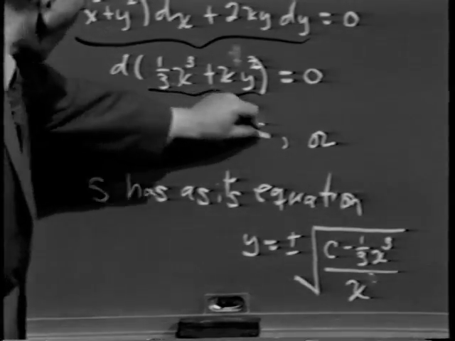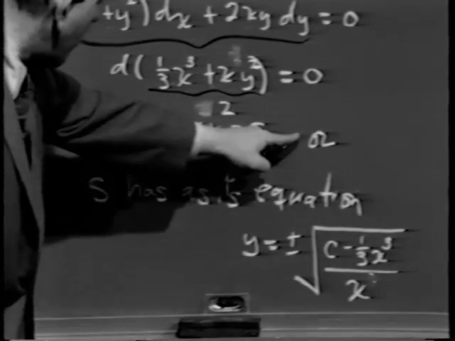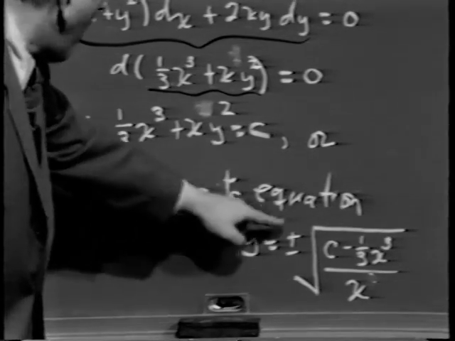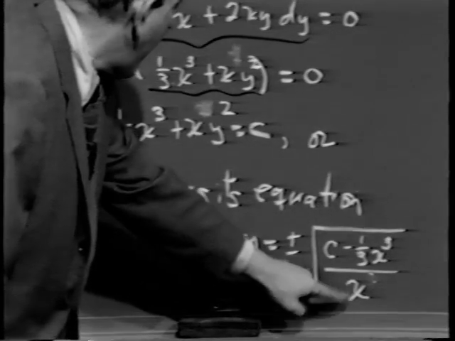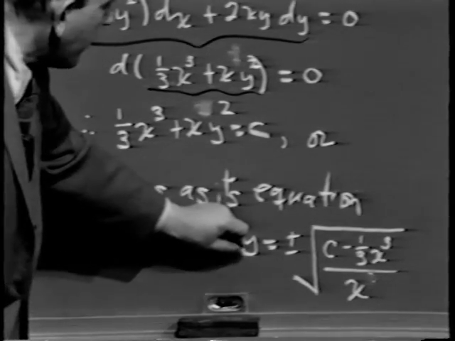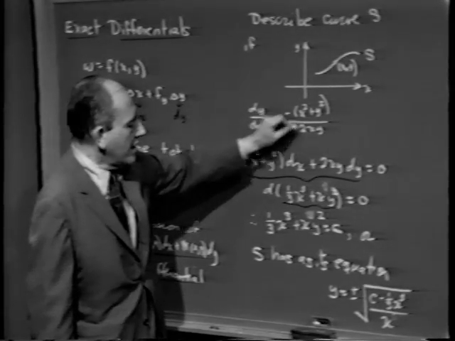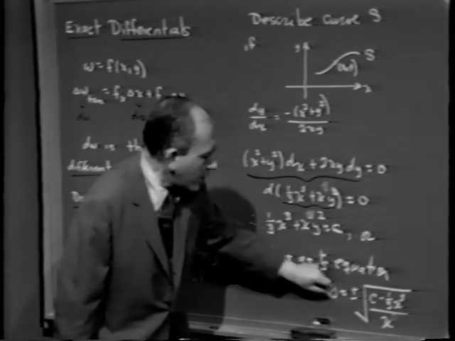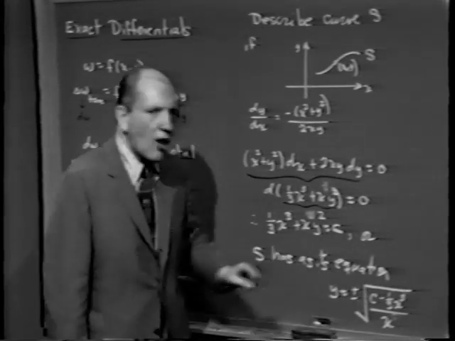I now solve for y in terms of x, and I get what? That y is equal to, transposing here, plus or minus the square root of c minus 1/3 x cubed all over x. In other words, the family of curves that satisfies this differential equation is precisely this family here, whatever that may look like. In other words, this is the family of curves that has the interesting slope property that we just discussed.